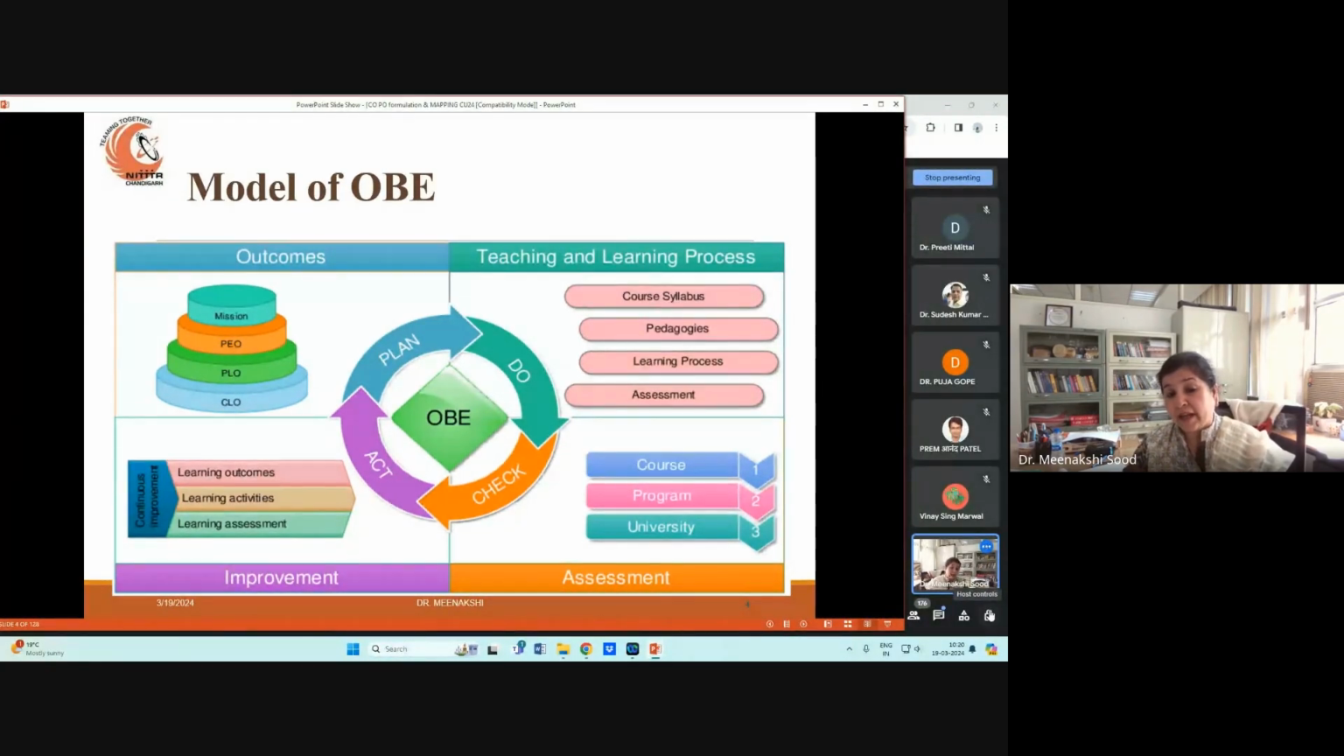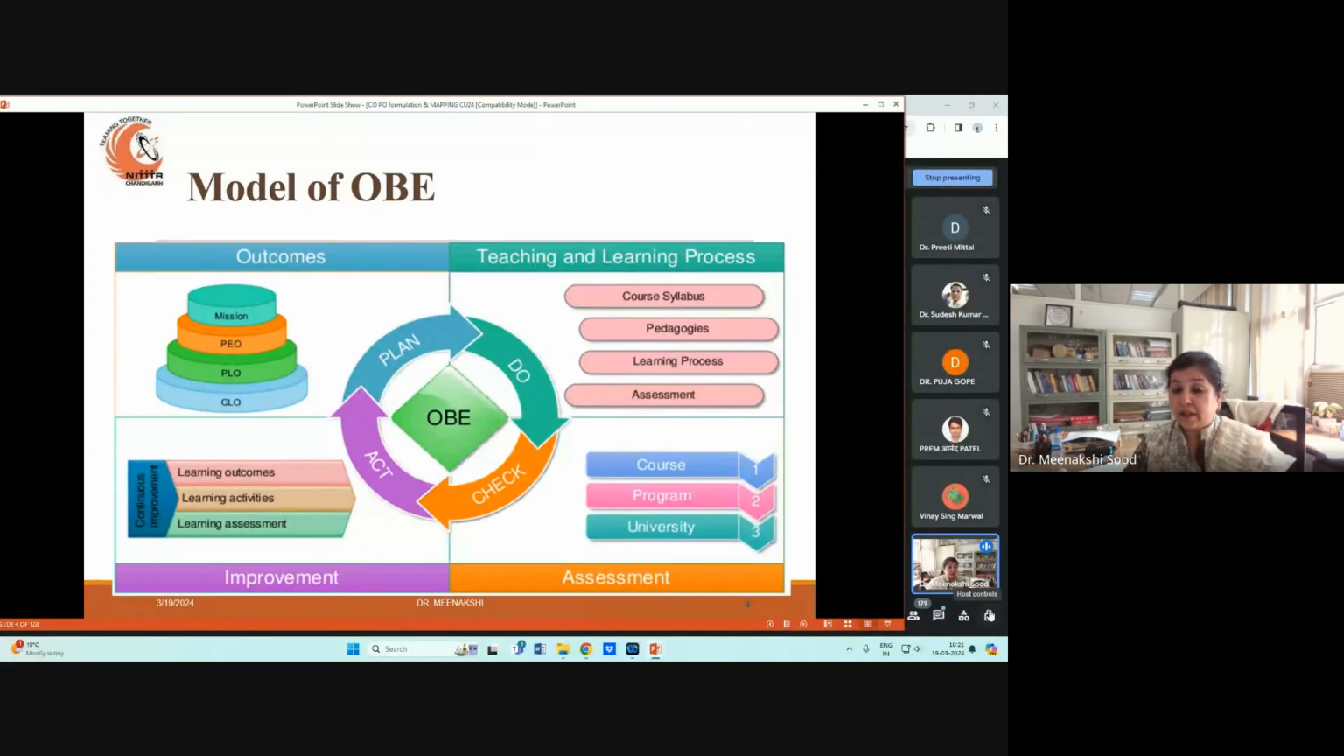What we have planned to achieve those outcomes, we have to put into action, and that is in the form of the curriculum which we design. Curriculum not only includes the syllabus, but it also includes the pedagogy part: how we are teaching the subject, what teaching-learning processes we are employing, how we are evaluating the students. So, the entire T&L process is the doable part which is done at every level.